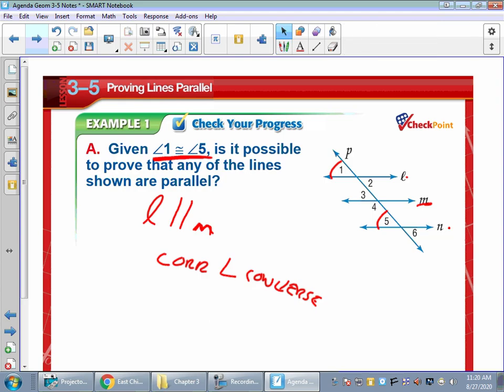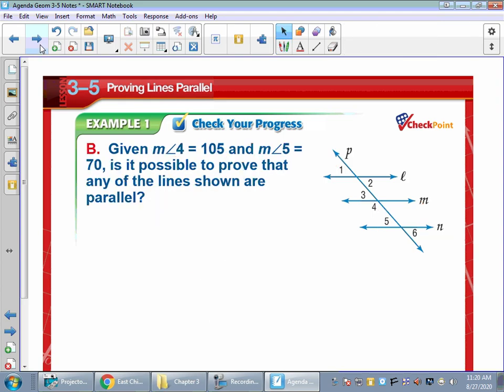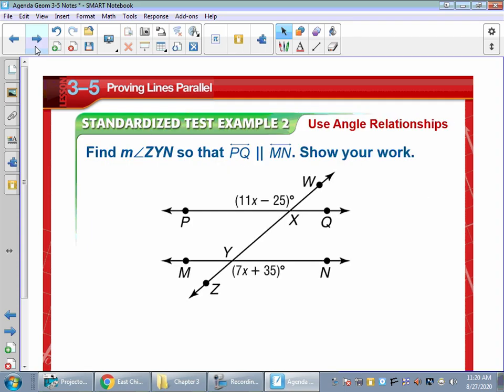All right, a couple more and then we're done. Again, do this one on your own. Do we have enough information? Angle 4 is 105, angle 5 is 70. Those are consecutive interior angles, but are they supplementary? That'll be your hint there.